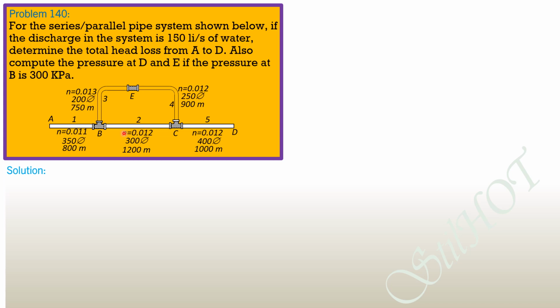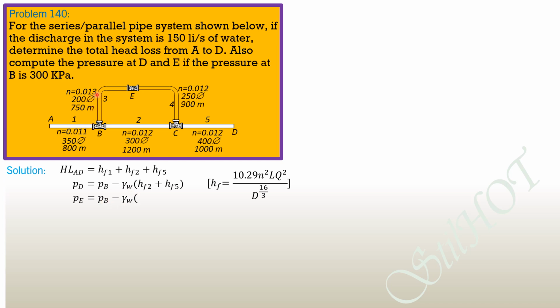So first, let's set up the equation. Head loss from A to D equals HF1 plus HF2 plus HF5. Then the head loss formula is 10.29 n square L Q square over diameter to the 16 thirds by Manning's. And also the pressure at D is equal to the pressure at B minus the specific weight of water times the quantity head loss in pipe 2 plus head loss in pipe 5. The pressure at E is equal to the pressure at B minus the specific weight of water times the head loss in pipe 3.